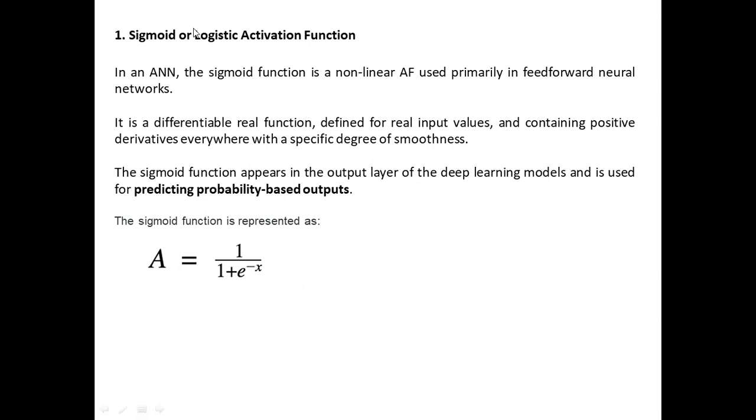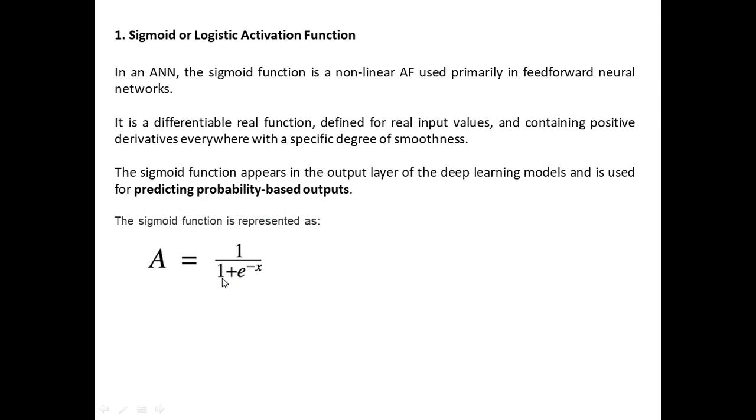The first type of nonlinear activation function is the sigmoid or logistic activation function. The sigmoid or logistic activation function is a nonlinear activation function first of all, and it is used primarily in feed forward neural networks. When you see this sigmoid function, you can see that it is a differentiable real function which is defined for the real input values, and it contains positive derivatives.